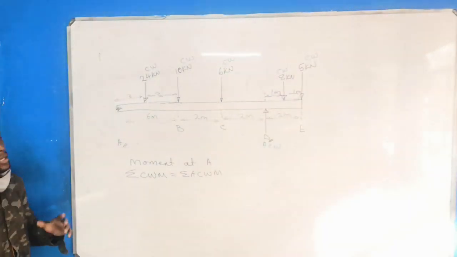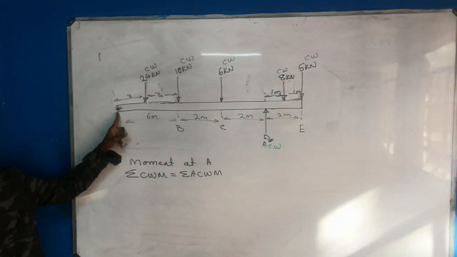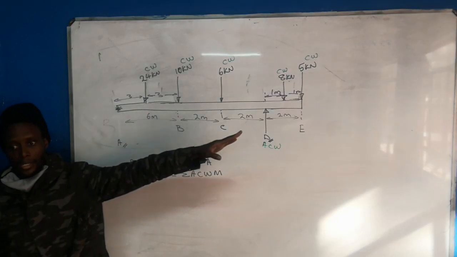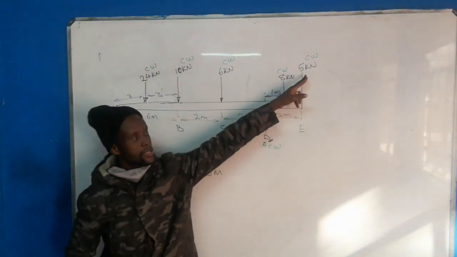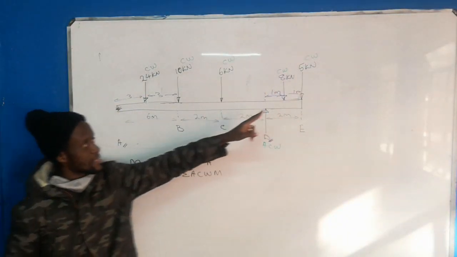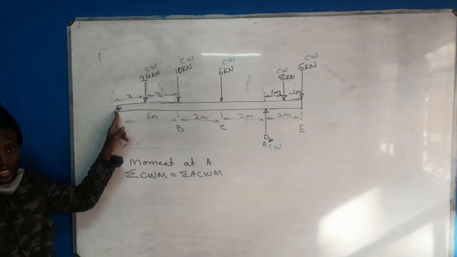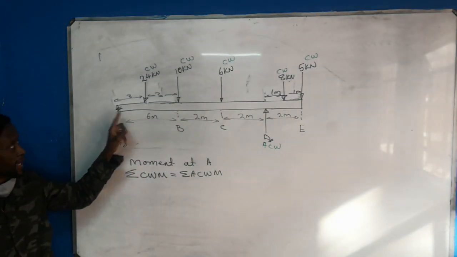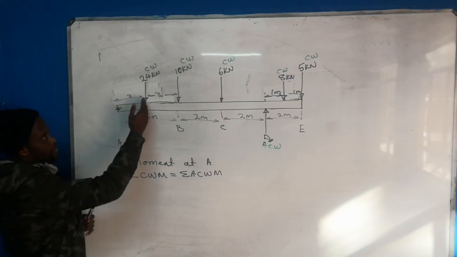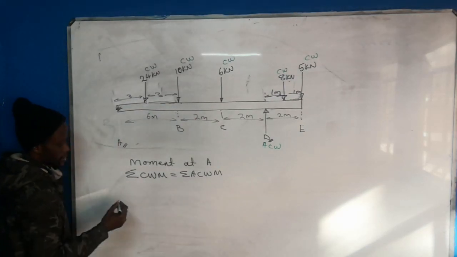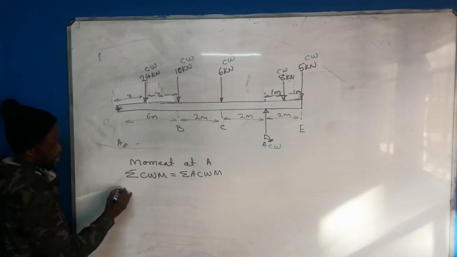Okay, so we start. This is my turning point. I like to start with the closest force to my turning point, then I move out, but it is up to you. You can even start with this, as long as the distance is to this point. Everything we are multiplying all the way up to this point. But I like to start from this side going outward. It's up to you.